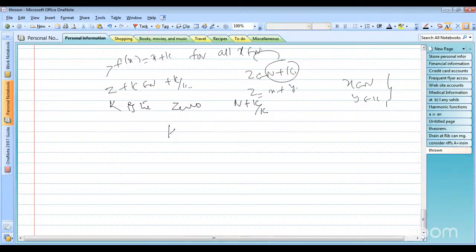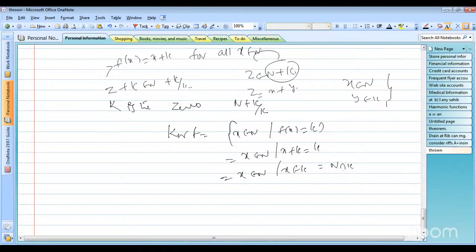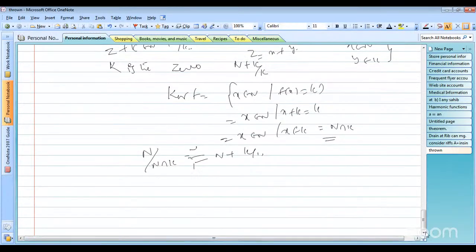Also, since k is the zero element of n plus k by k, kernel f is equal to the set of x belongs to n such that f of x is equal to k. So x belongs to n such that x plus k is equal to k. That is, x belongs to n and x belongs to k, which is n intersection k. We know the fundamental theorem of homomorphism and the earlier theorems also, so n by n intersection k is equal to n plus k by k. That's the first condition, and now the second condition.